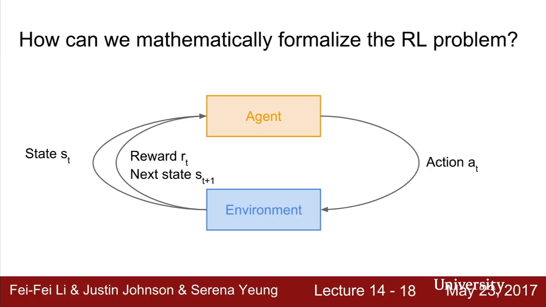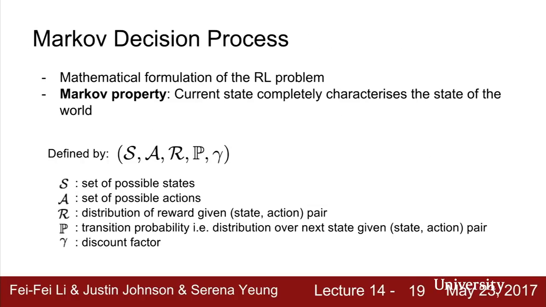Okay, so how can we mathematically formalize the RL problem, this loop that we talked about earlier of environments giving agents states and then agents taking actions? A Markov decision process is the mathematical formulation of the RL problem. And an MDP satisfies the Markov property, which is that the current state completely characterizes the state of the world.